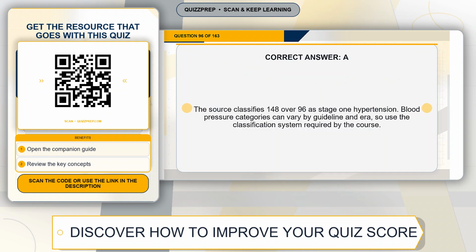Explanation. The source classifies 148/96 as stage 1 hypertension. Blood pressure categories can vary by guideline and era, so use the classification system required by the course.